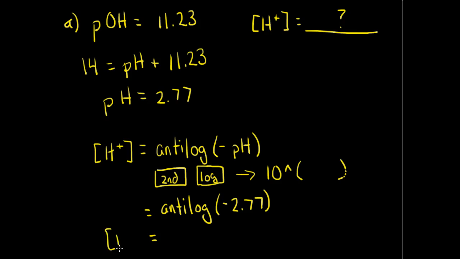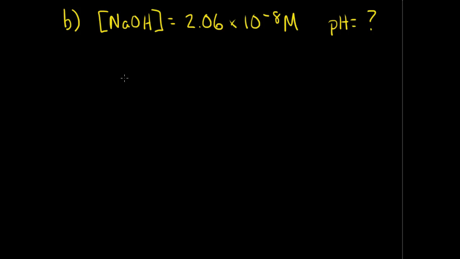You should get your hydrogen ion concentration of right about 1.7 times 10 to the negative third molar. That's your hydrogen ion concentration. It took a couple steps to get here, starting with changing your pOH into a pH value. And then from your pH value, you use the antilog of the negative pH and get your hydrogen ion concentration. So for B, what are we given?